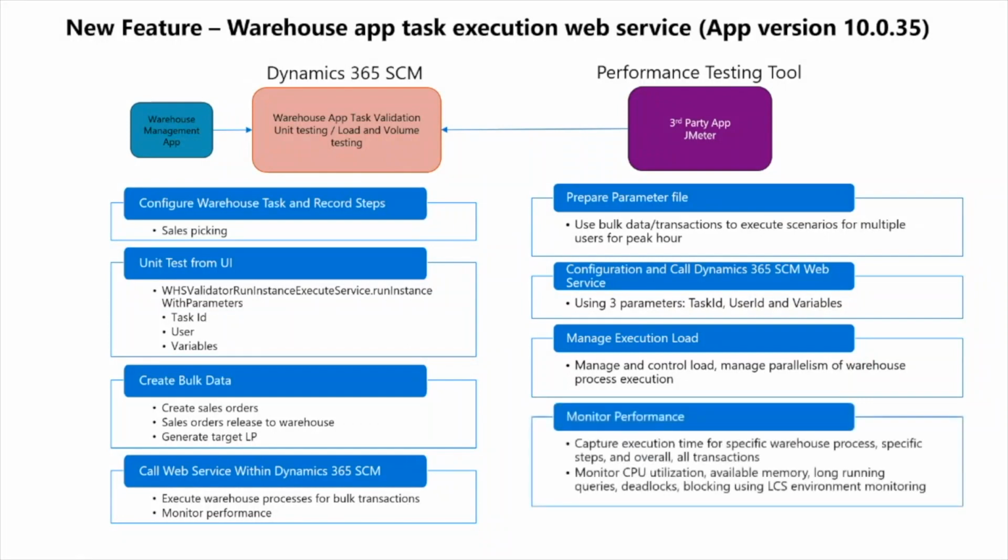While these tests are executing, you can capture the execution time for a specific process. For example, if you are testing a peak hour scenario, you might be processing a number of sales orders for the sales order picking process.